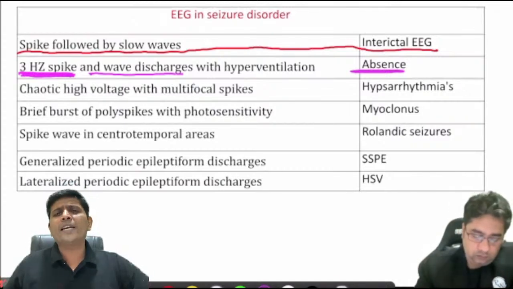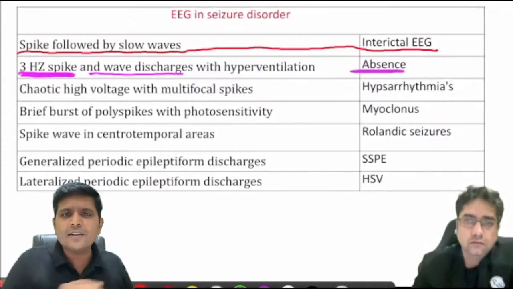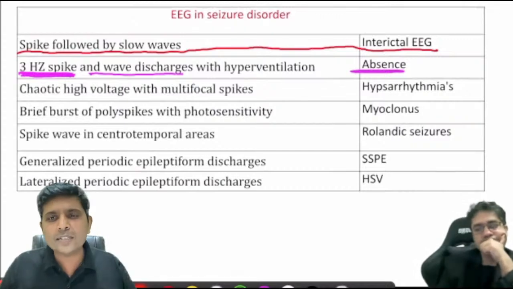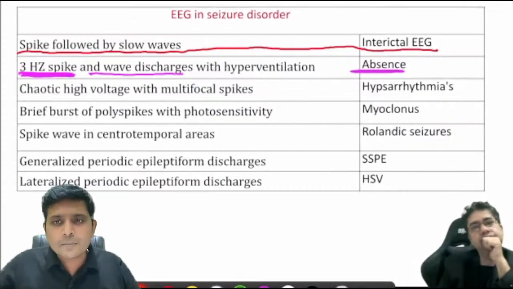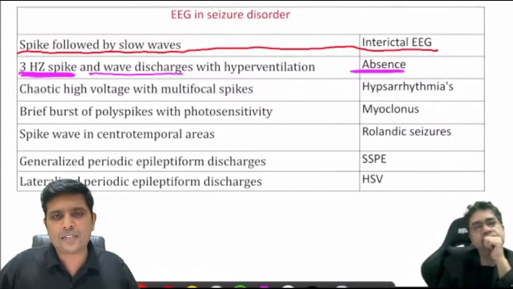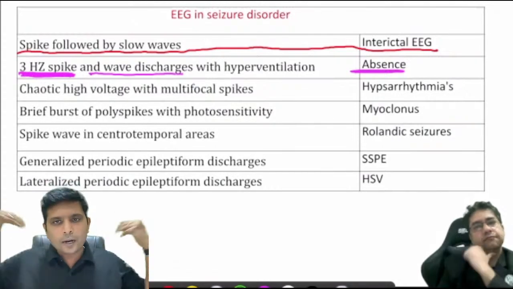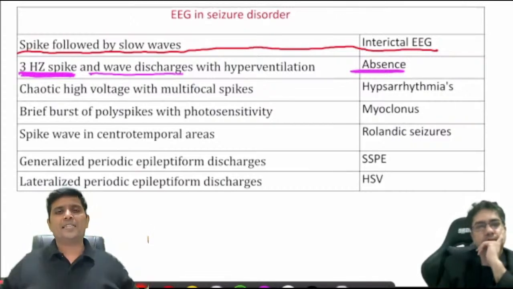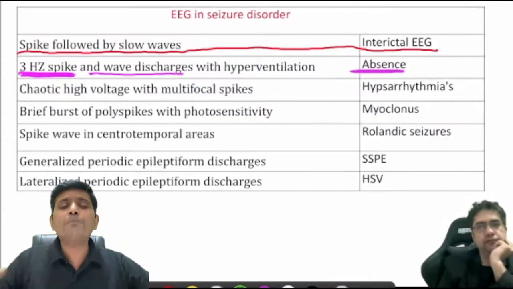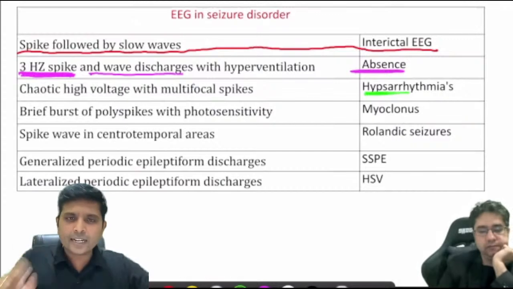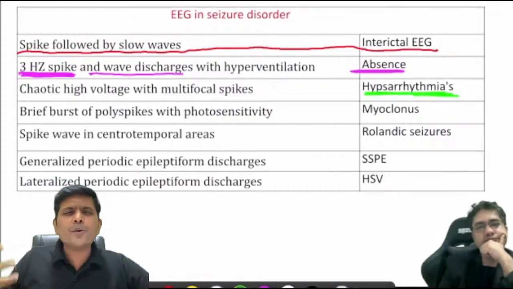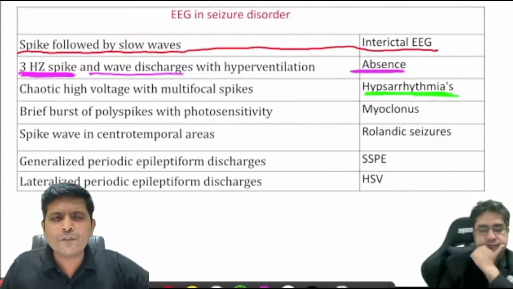As you all know, my dear friends, even in our previous discussion, we have discussed one type of seizure. What is that seizure called? Salaam seizures or epileptic spasms. What happens? Your truncal musculature will go for sudden flexion and extension. This is called hypsarrhythmia. So in those cases, what kind of wave pattern will you see? Chaotic high voltage and multifocal spikes.